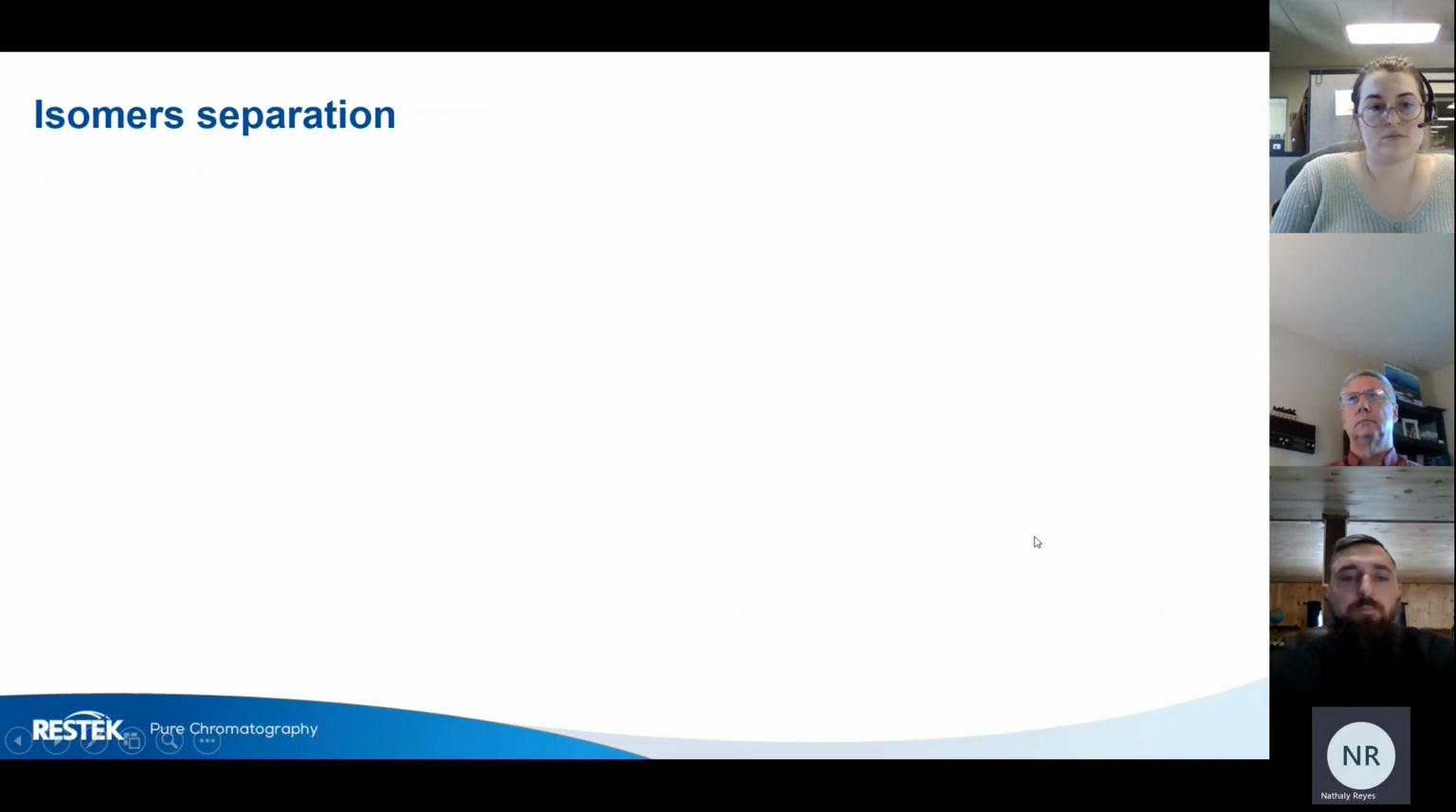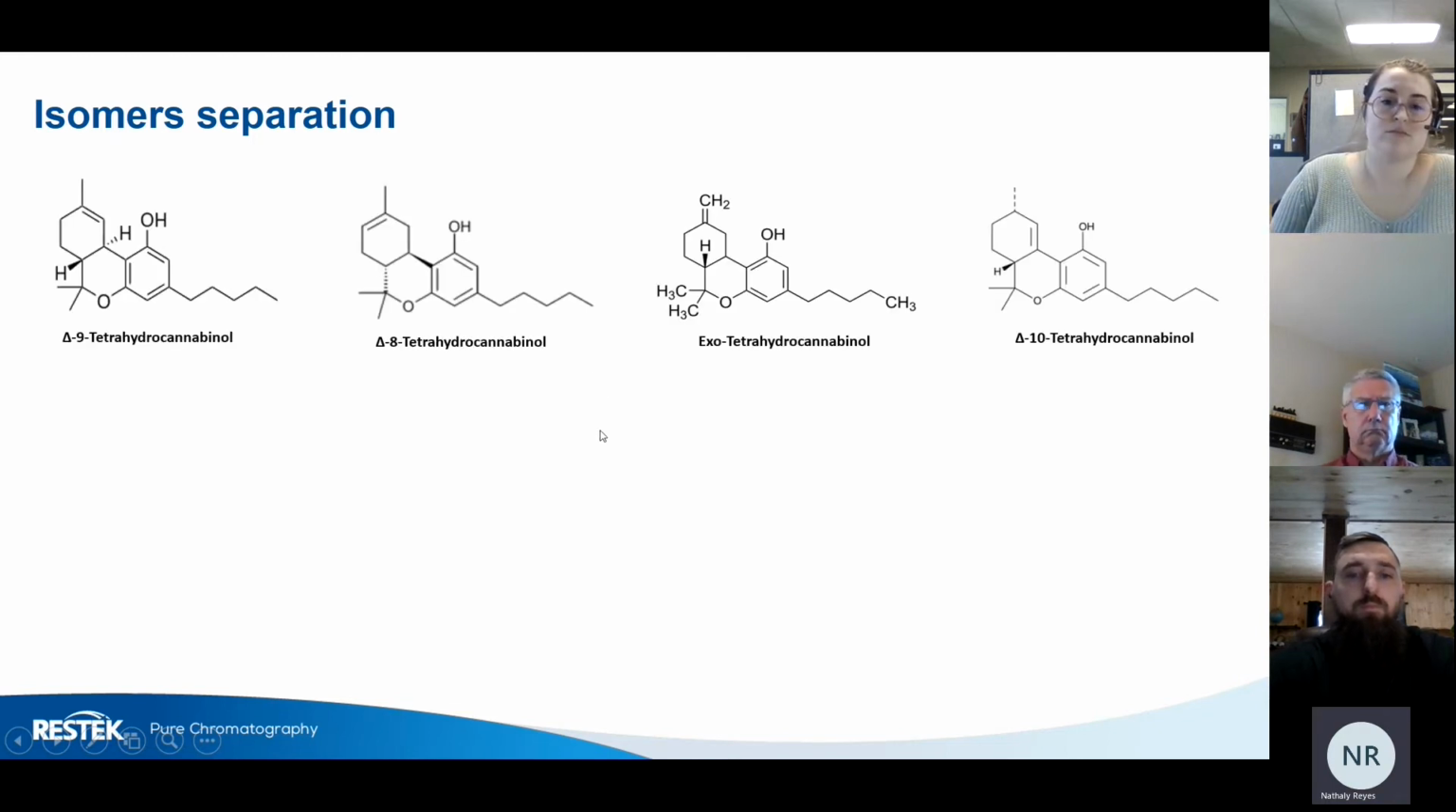Now, we have been recently hearing a lot about isomers when talking about THC, and there are lots of different isomers that have been recently reported. The main difference between these four compounds is the position of the double bond. So we have here delta 9 THC, delta 8 THC, exo THC, and delta 10.